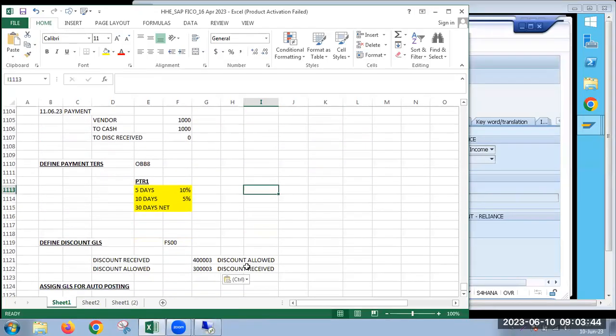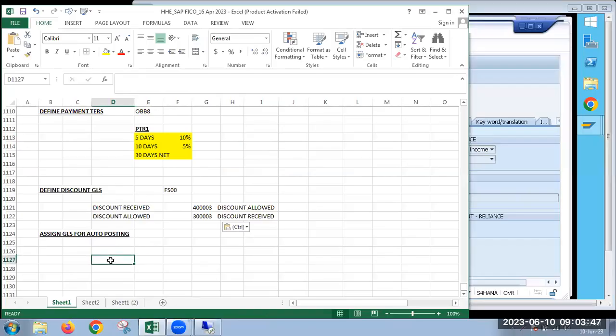Okay. So now the assignment. This is a general view of the account determination. We have to create the GL account and we have to assign for automatic posting. In that particular scenario, the system will identify the GL account and will post. Now for the assignment, for discount allowed and discount received, both the GL accounts we have to define and assign separately.